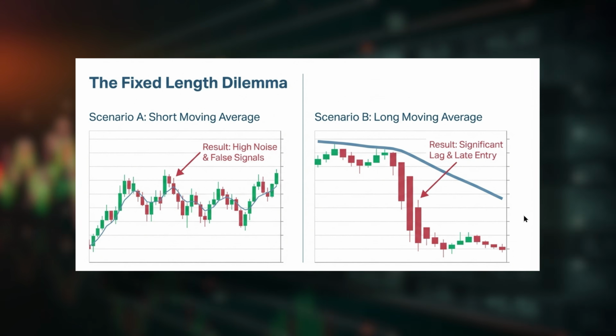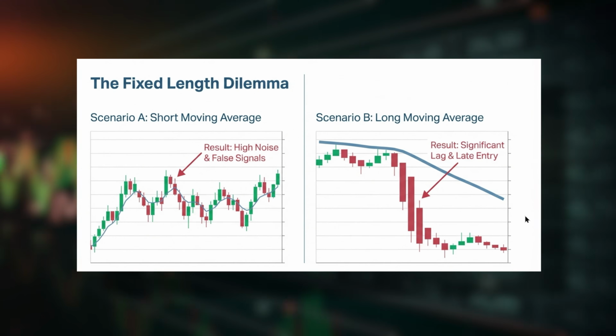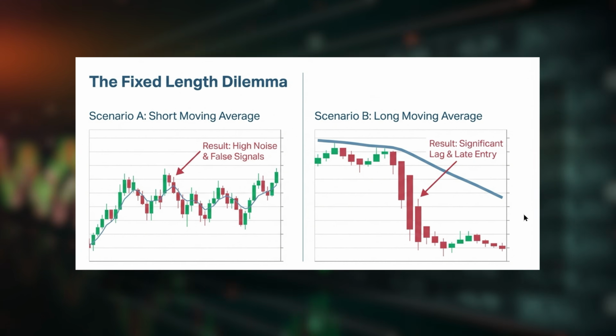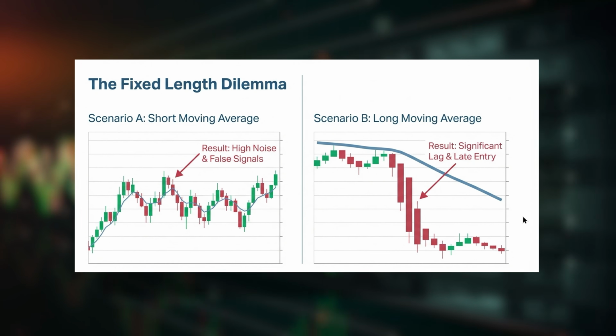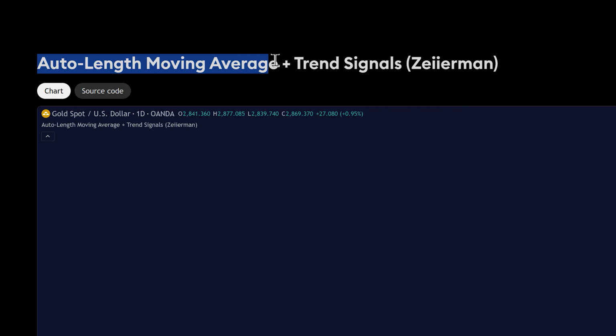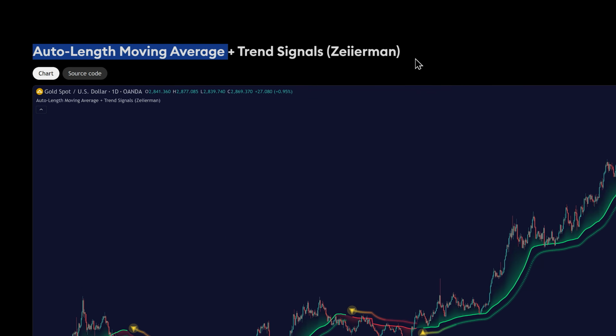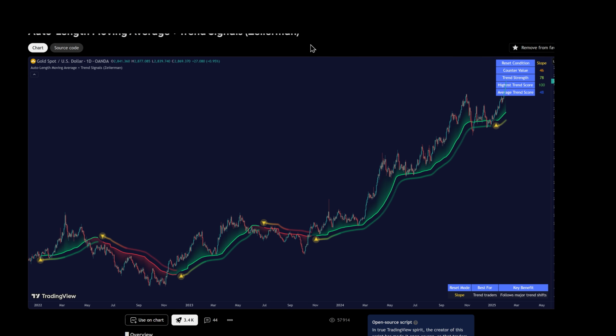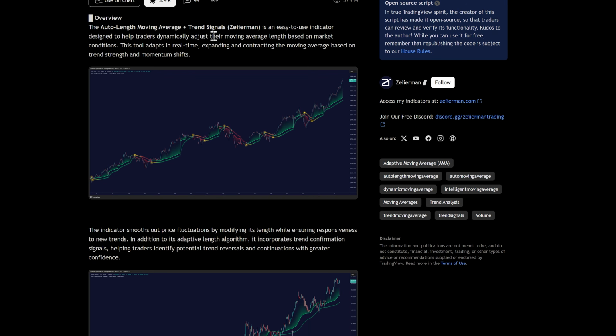Go fast and you get chopped. Go slow and you're always late. The indicator we're breaking down today basically says stop choosing. It's called Auto-Length Moving Average plus Trend Signals by Zeiyerman, and its core idea is simple but powerful. Instead of you picking one static length, it changes its own length in real time.